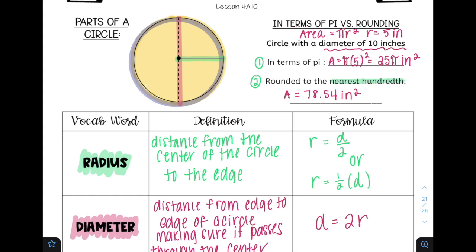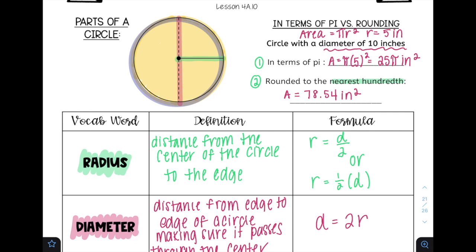So making sure that you are keeping your units in terms of area, because that's what we're trying to find, inches squared, or if you're talking about circumference, it's just in inches. Your units will not be squared.